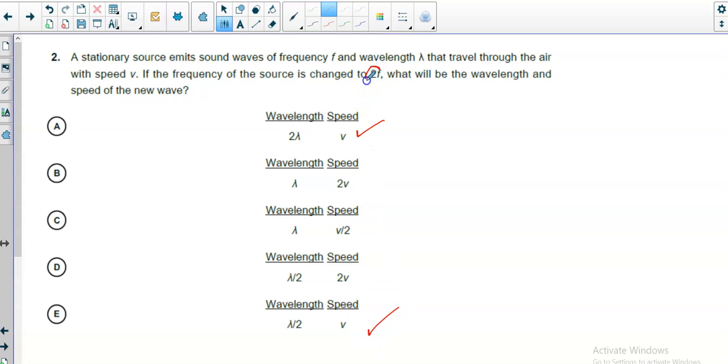And if I double the frequency, since the speed is equal to frequency times wavelength, if this has to stay the same, if I make the frequency go up by a factor of 2, then to keep the same product, I better make the wavelength cut down in half. So it's got to be E.